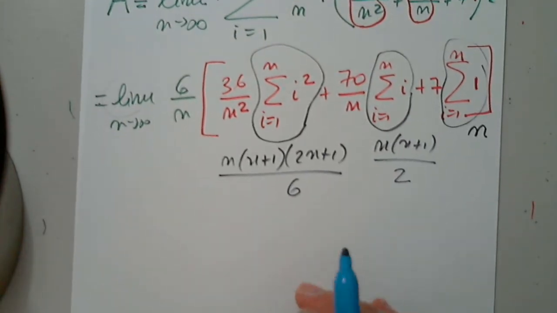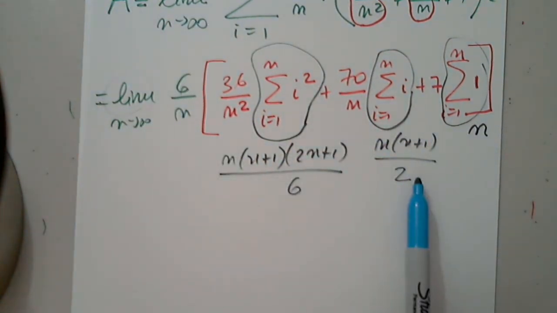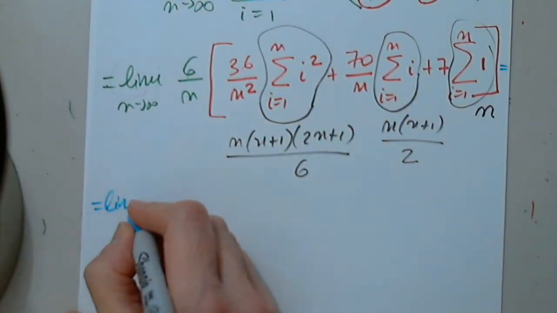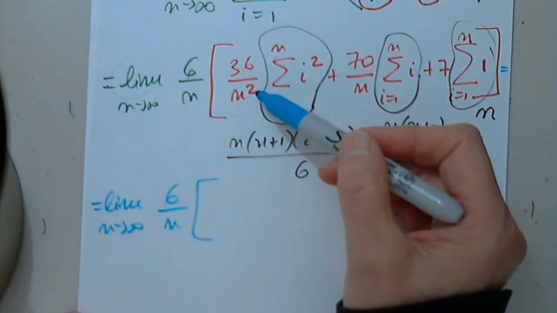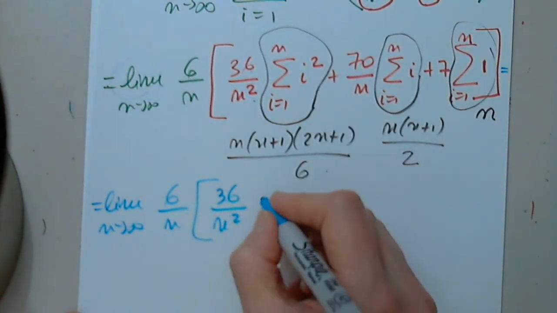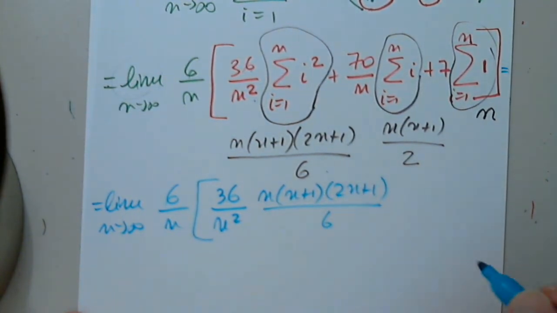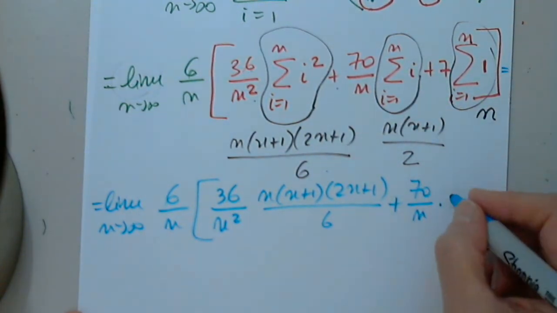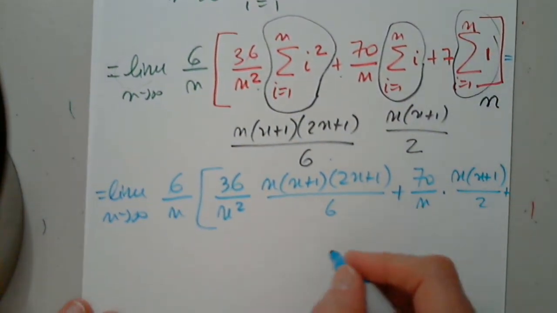So now I have to work on algebra. From this point on, it's all algebra. Finding the least common denominator, simplifying, blah, blah, blah. Okay, so limit n approaches infinity, 6 over n, 36 over n squared times this, plus 70 over n times this, plus 7n.